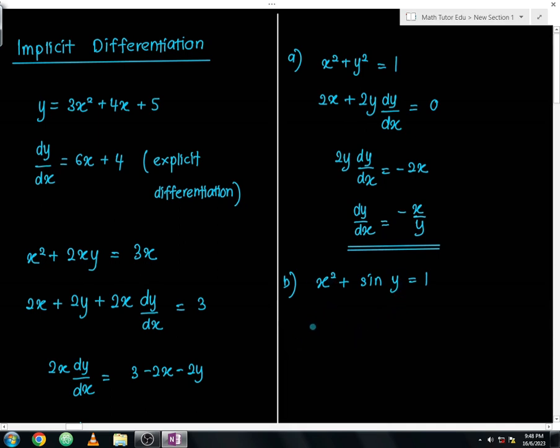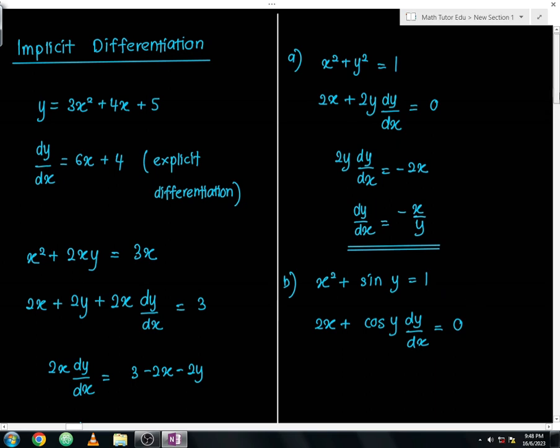Okay, so from here, x square, when you differentiate, you get 2x. Sine y, you differentiate, you get cos y. And remember to times with dy over dx. Okay, this is for the left hand side. For your right hand side, 1, when you differentiate 1, since it's a constant, it will be 0.